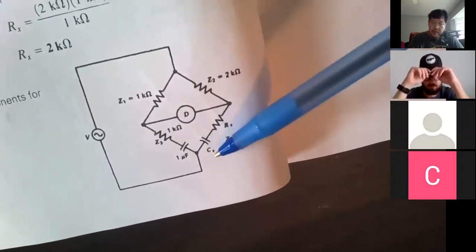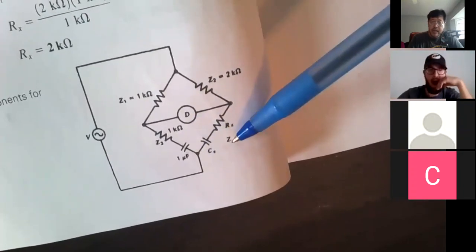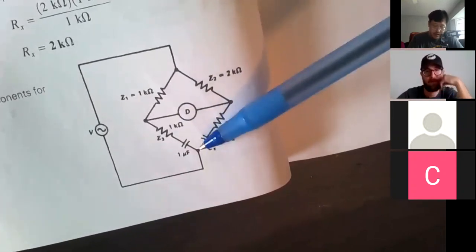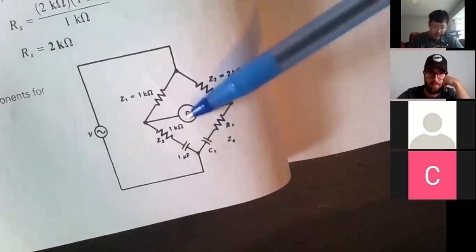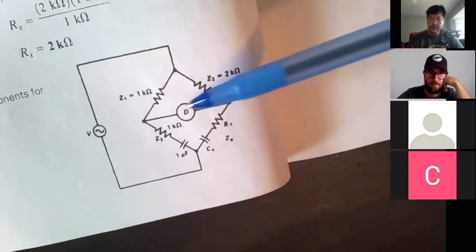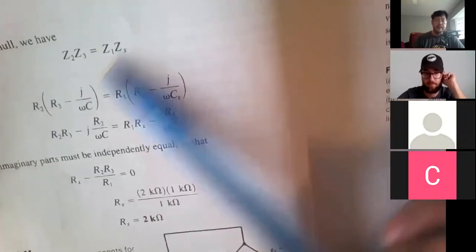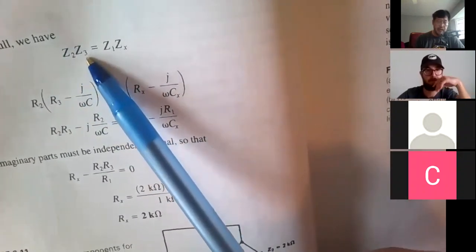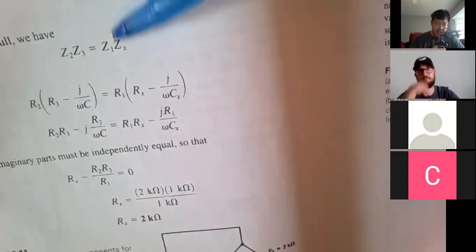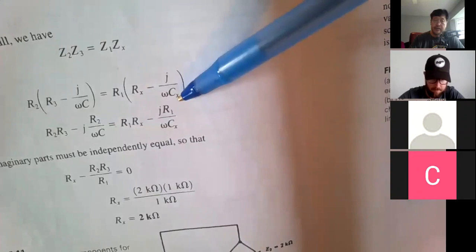So this is the capacitor. We do not know the capacitance of this capacitor, and we can use this bridge to measure it. How to do it? We change the resistance to balance the bridge. Once the bridge is balanced, we use this equation: Z2 multiplied by Z3 equals Z1 multiplied by Zx. Zx is the capacitor we want to measure.